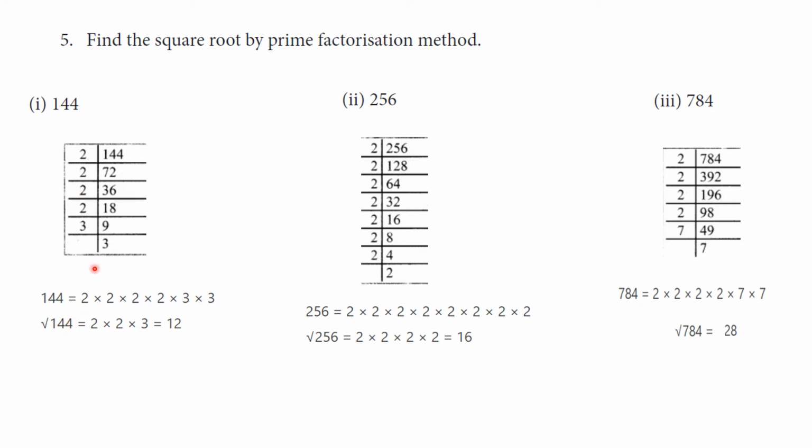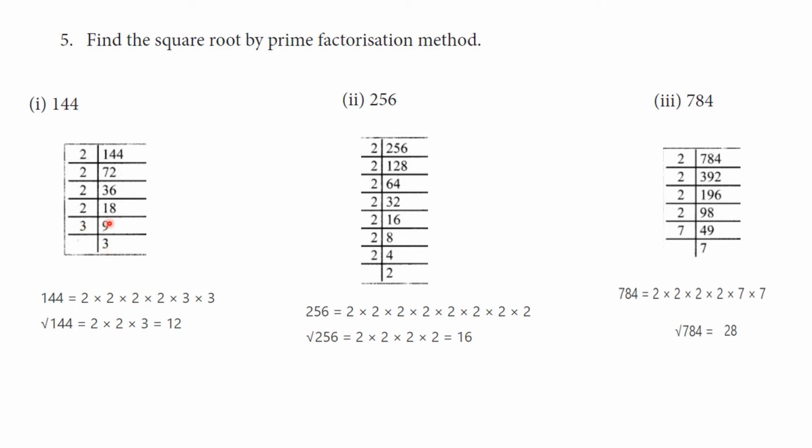The first number is 144. The last digit is 4, so we can take the prime number 2. 2 sevens are 14, because 1 is small compared to 2, so you take two digits. 2 sevens are 14, and 4 divided by 2 is 2, 2 twos are 4. Again 72: 2 threes are 6, remaining 12, so 6 twos are 12. 36: 2 into 3 one time, 2 ones are 2, 8 twos are 16, 2 nines are 18. Next, 3 threes are 9.